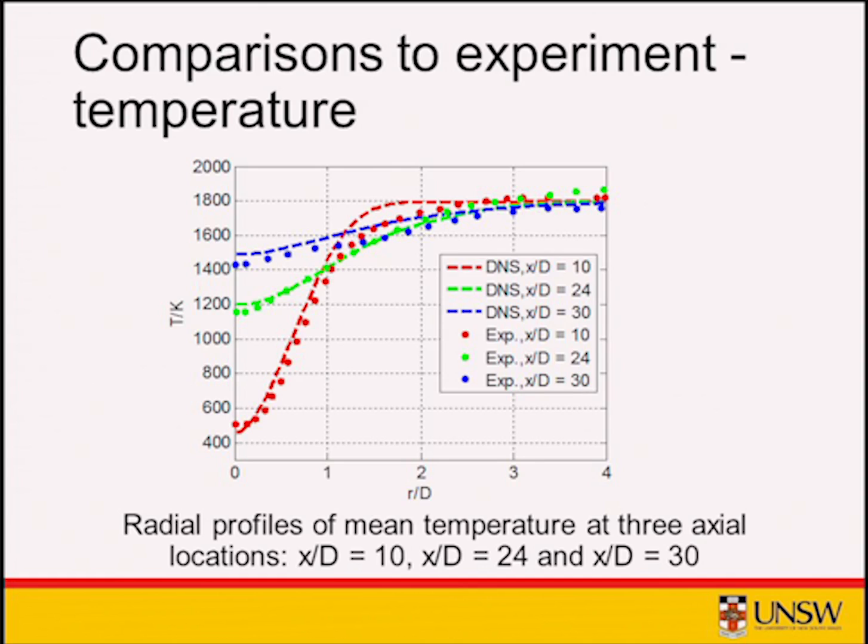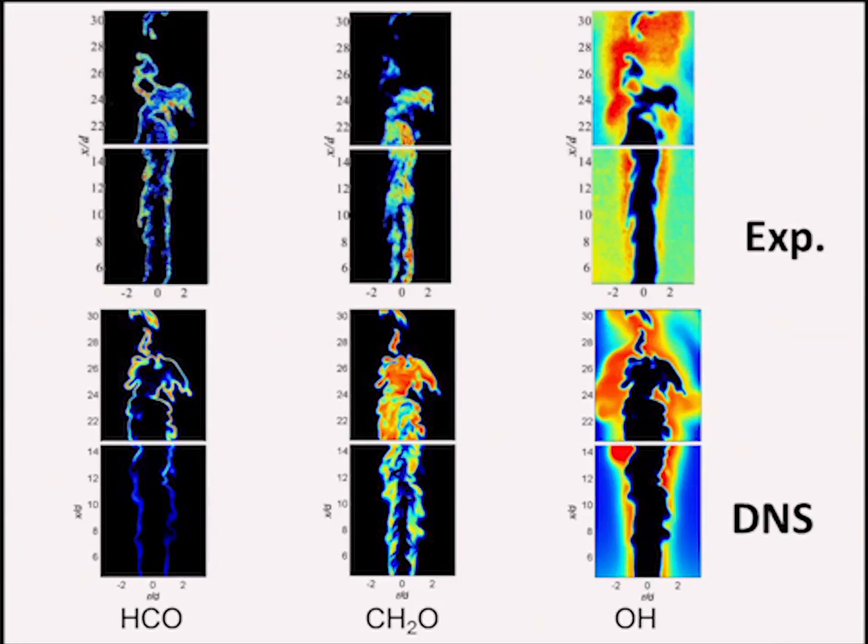That's because we haven't really accounted for heat loss to the burner. We're not quite sure how to do that in this case. So we simply ignored that and focused on the downstream region. So I think the overall agreement for the temperature is actually pretty good.